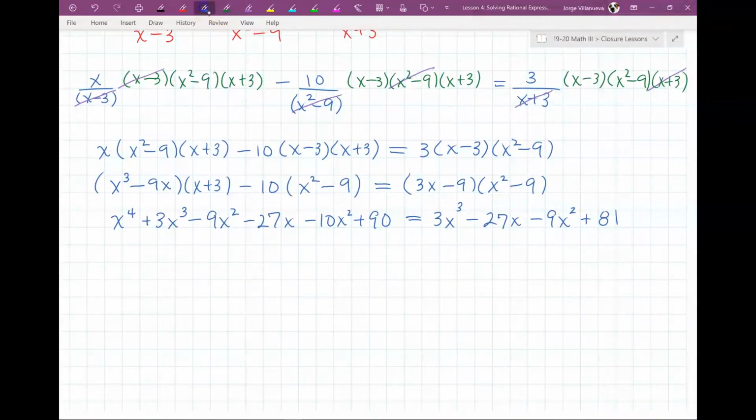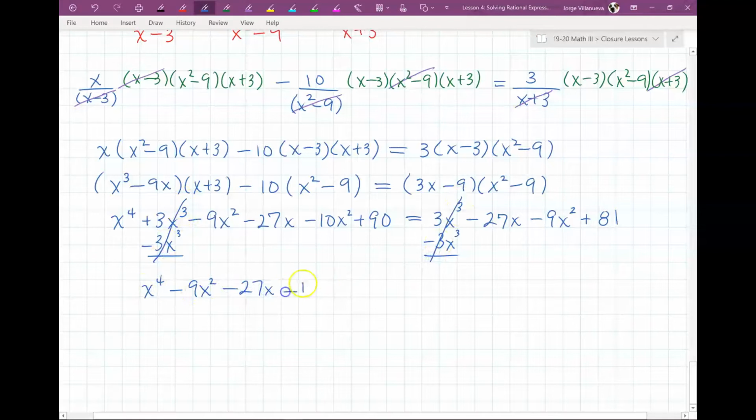So I'm going to subtract 3x cubed. Okay, so notice it goes away, right? It cancels out. All right, awesome. So that's x to the 4th minus 9x squared minus 27x minus 10x squared plus 90 equals negative 27x minus 9x squared plus 81. All right.